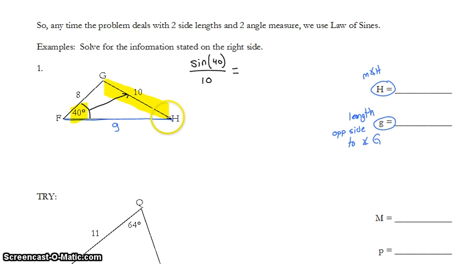Since I'm trying to find the measure of angle h, I'm looking at this angle here. I'm going to use the sine of that angle. I don't know what it is, so I call it h. And I use the side opposite, which is 8, in my denominator.